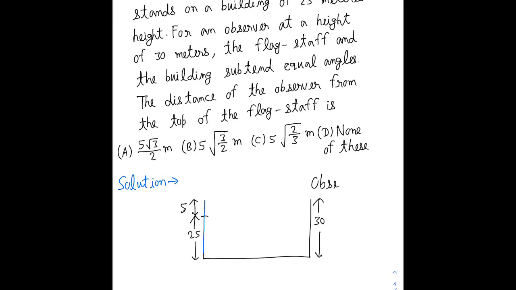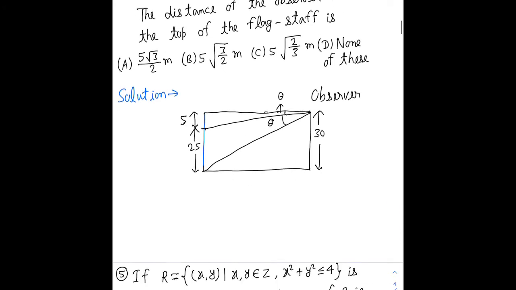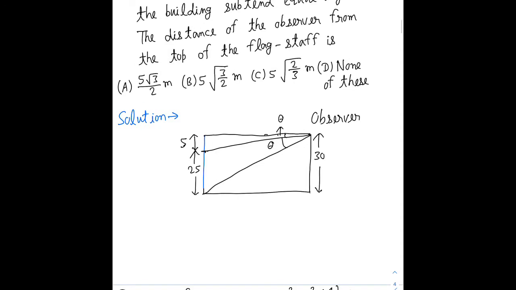So over here you have the observer. Now they are telling that the flagstaff and the building subtend equal angles. If you join it, you will get like this. This is for the building, and this will be for the flagstaff. Now they subtend equal angle. Suppose this is theta, then this will also be theta. Okay, so we need to calculate this distance. Suppose the distance is x.